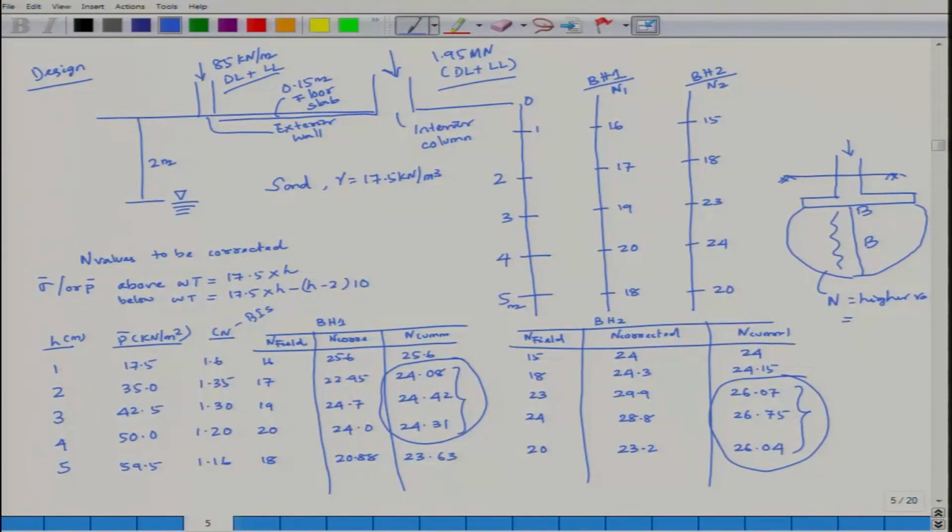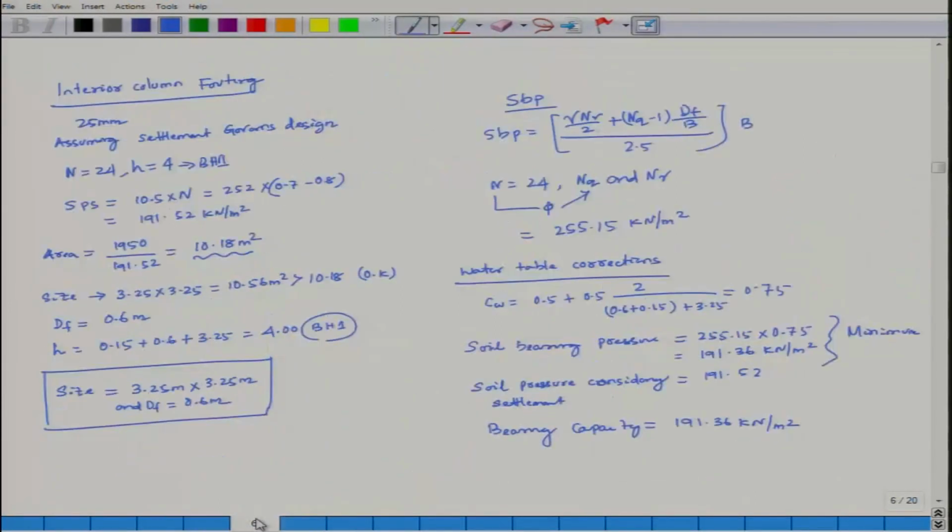In that case, considering these parameters, we started with the interior column footing, and it is given 25 mm permissible settlement. Then N is equal to 24, H is equal to 4 for borehole 1. Soil pressure considering settlement is 10.5 N. So, the size of the foundation is coming 3.25, and depth of the foundation we are putting at 0.6. H is 0.15, this is my floor slab, 0.6 plus 3.25, this is your 4. So, total size is coming 3.25 by 3.25, DF is 0.6.